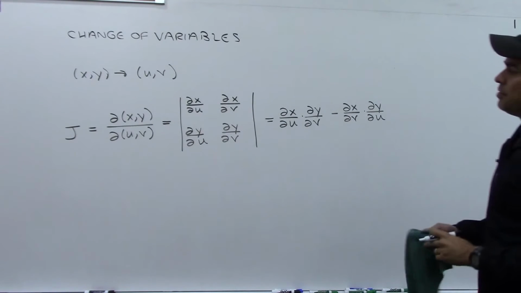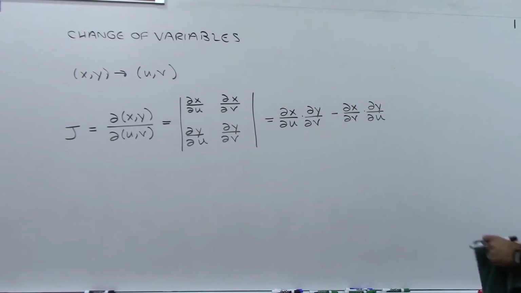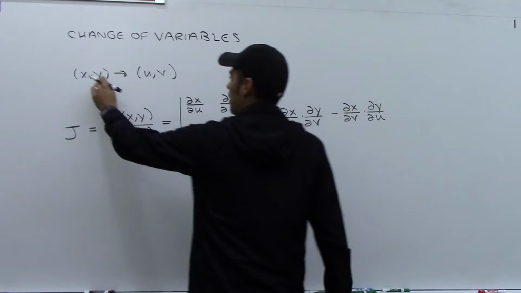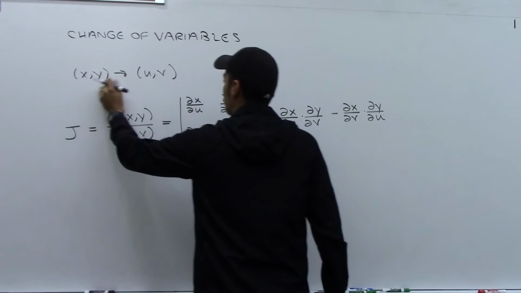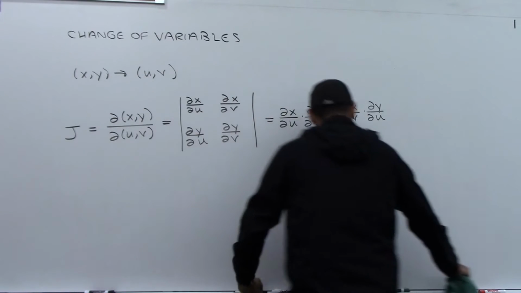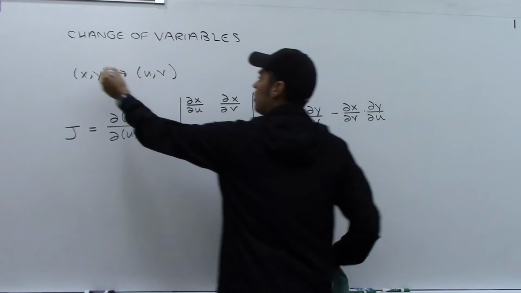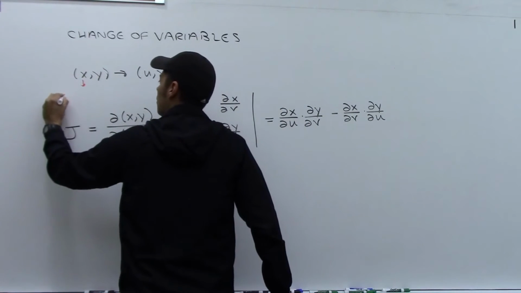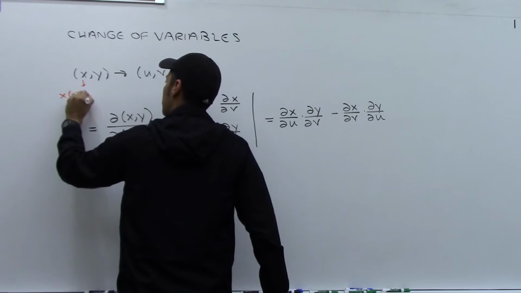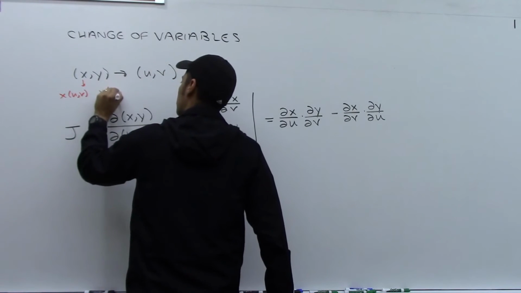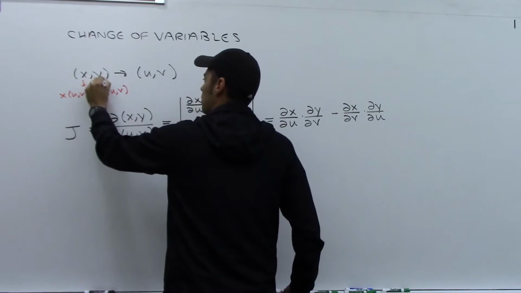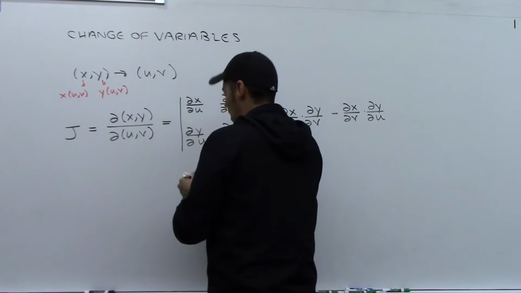So that is the Jacobian of the transformation that takes xy over to uv. Now remember, when you do that change of variables, your x will be some function of uv, and your y will be some function of uv. That's what gives you the switch, the change. And that's what we're doing.